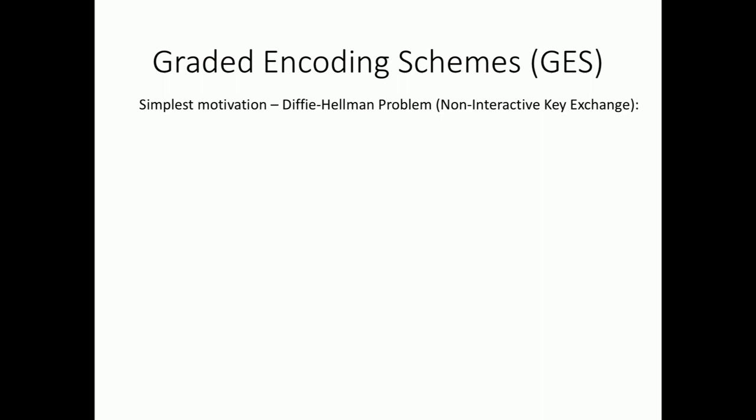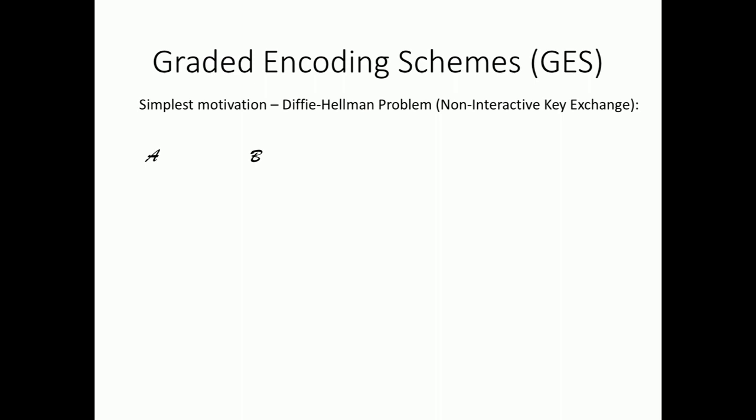So the motivating example, and something that perhaps we'll keep in mind as an analogy, is this problem of non-interactive key exchange. I'm going to go over it very quickly because we all know what we're talking about. So Alice and Bob want to create a joint key, and the channel between them is eavesdropped.